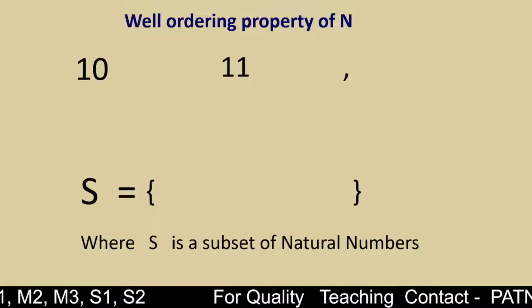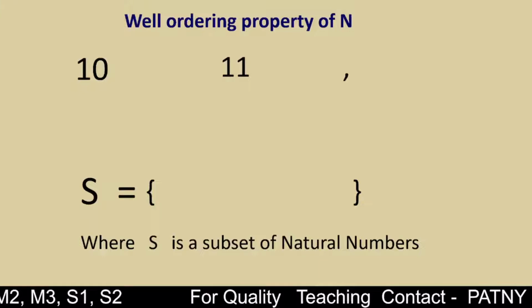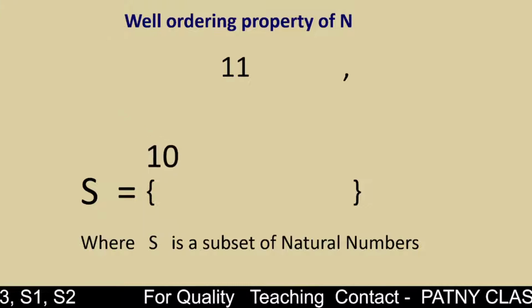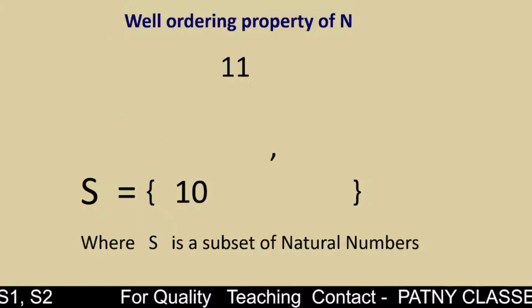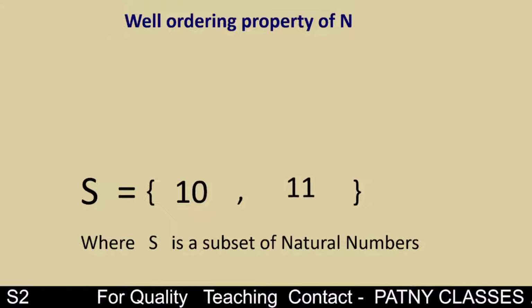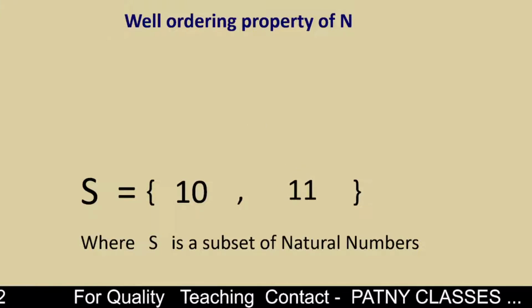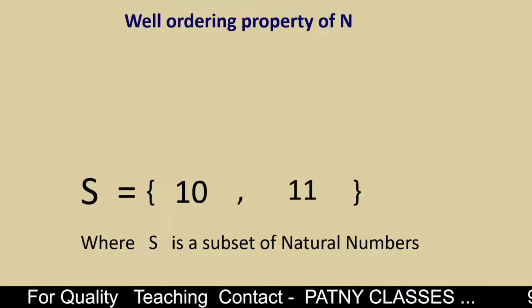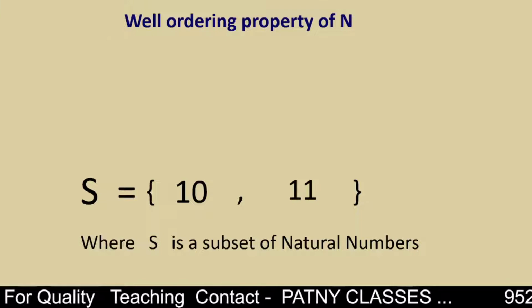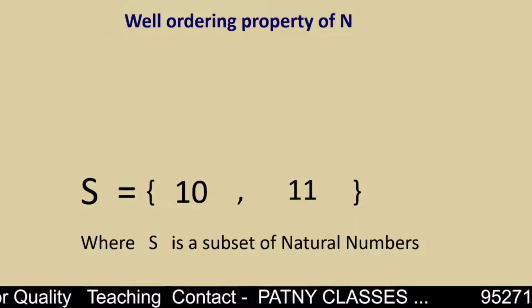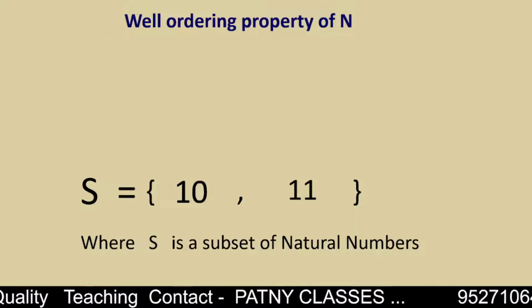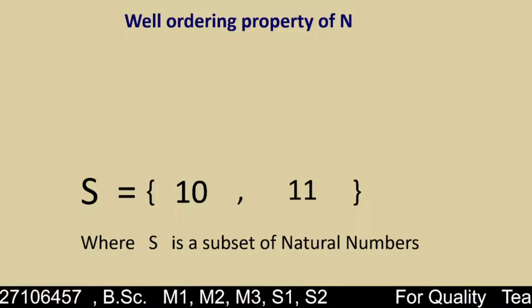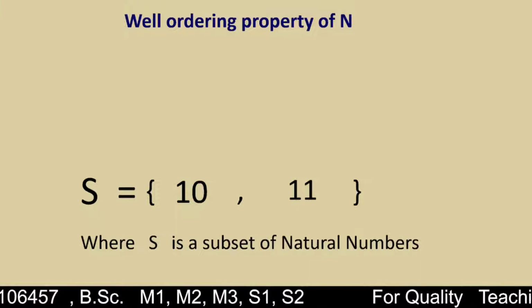Consider two numbers 10 and 11. Now let us arrange these numbers in set S. S is a subset of natural numbers. In this set we observe 10 is smaller than 11, implies in this set there is one element smaller than the other element. 10 is the least element of this subset of natural numbers.